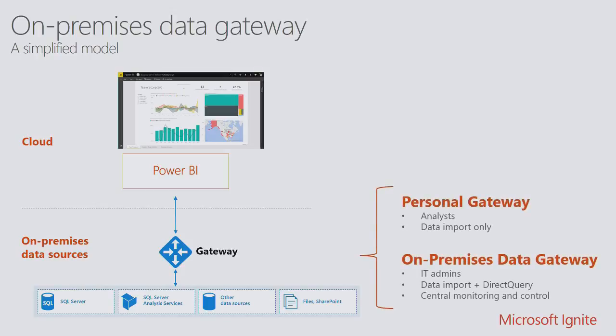There's, of course, two types of gateways. There's a personal gateway designed for kind of individual use by individual analysts just trying to get their feet wet with Power BI. And then there's the on-premises data gateway with a lot more central monitoring and control. In the personal gateway, you can only do the import data set type, whereas with the on-premises data gateway, you can do both data import and direct query. And also, I think I already mentioned this, but it has a lot more control, a lot more governance. So in general, our guidance is to use the on-premises data gateway for anything real, anything production, and to save the personal gateway really just for kind of testing things out.